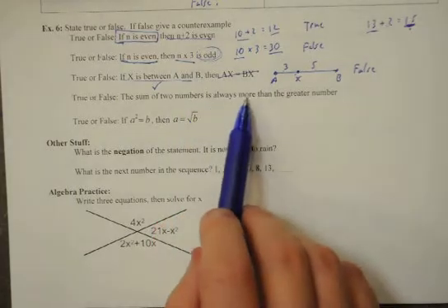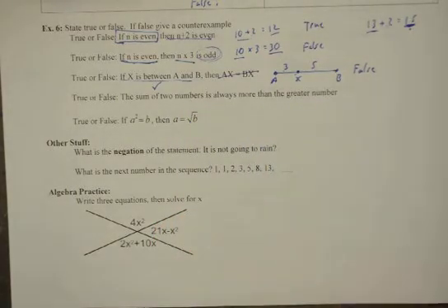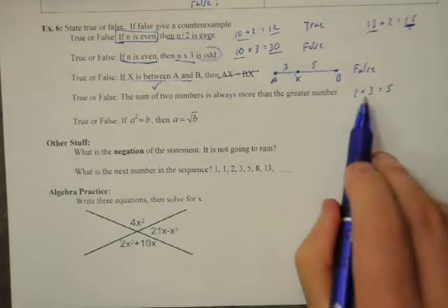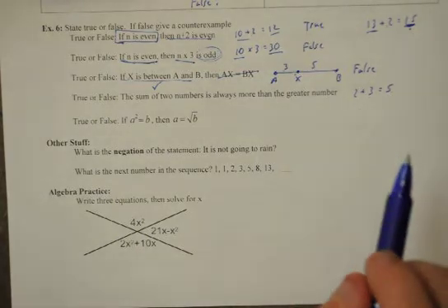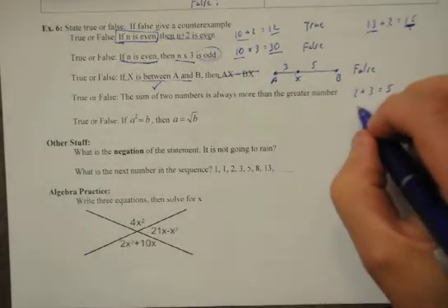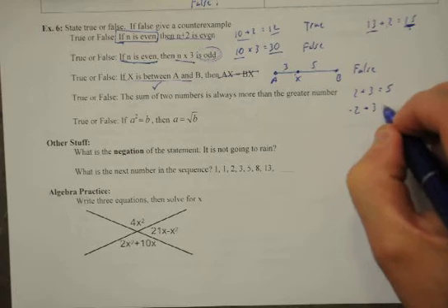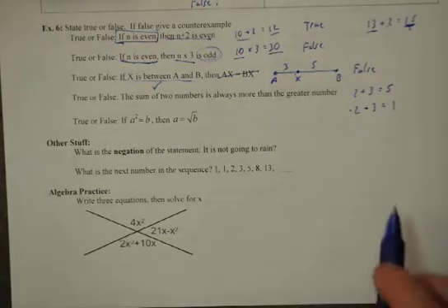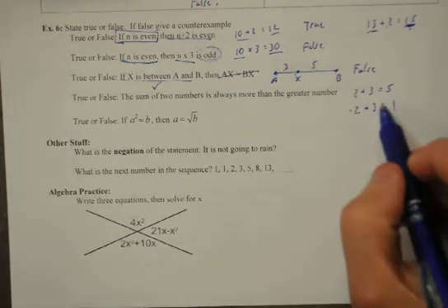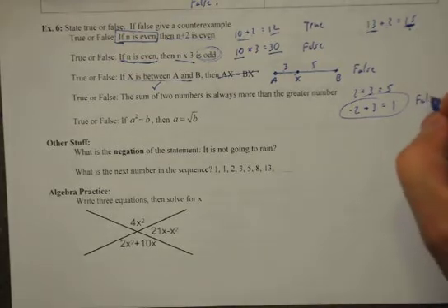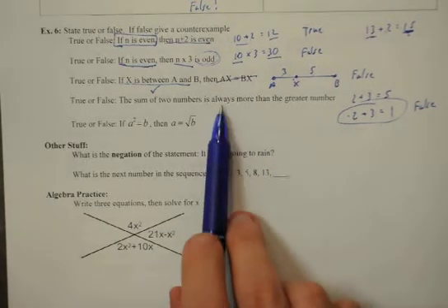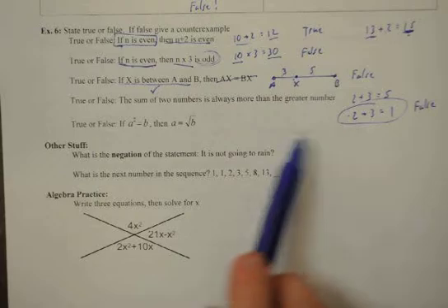Next, the sum of two numbers is always more than the greater number. 2 plus 3 is 5. 5 is bigger than 3. Huh. So maybe this is true. Can you think of a situation where this is not true? Negative 2 plus 3 is 1. 1 is not bigger than 3. So this is a counterexample, which makes it a false statement. And here, the sum is less than the bigger number. This says it's always more than the bigger number.